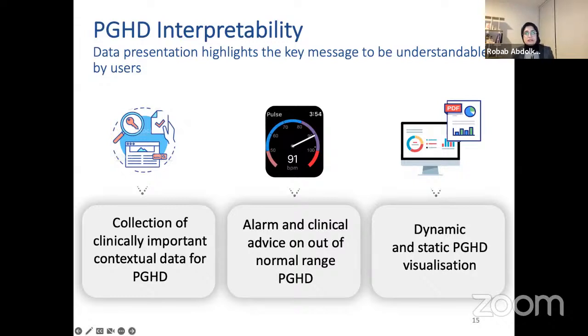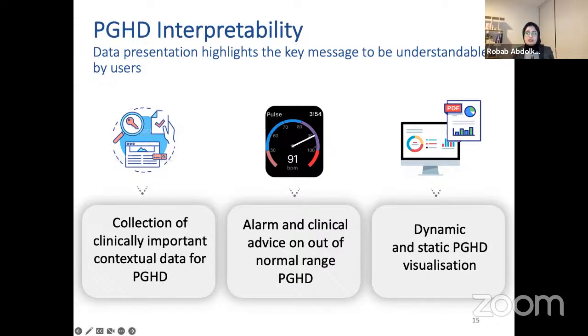Also, some devices enable the patients to take some notes, but it would be better to capture them in a more systematic way through interaction with the patient. Also, only few wearables give alarm on the out of normal range data.